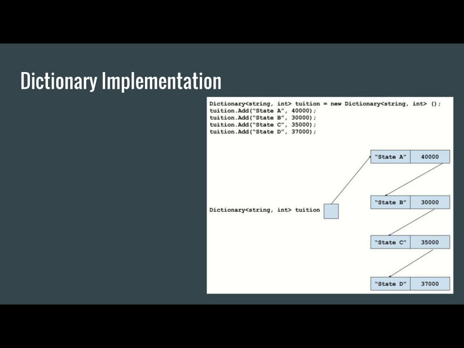What does it look like in the dictionary? This is how a dictionary looks in the computer. When we first declare it, the first line, Dictionary string int tuition, for example, we only get the left side of this picture.